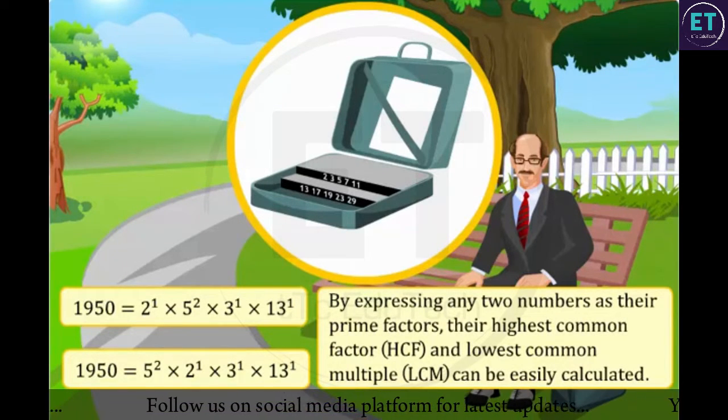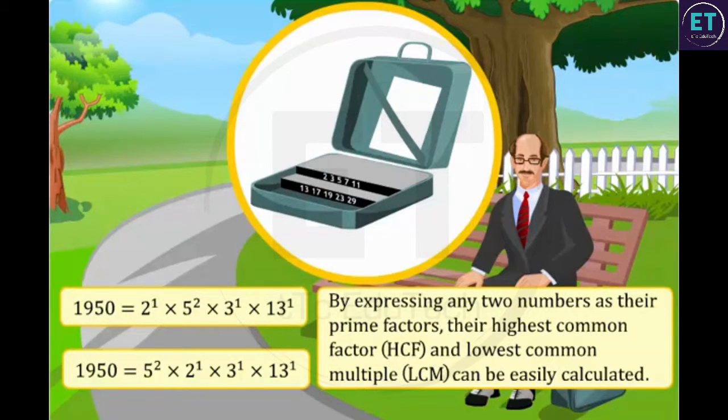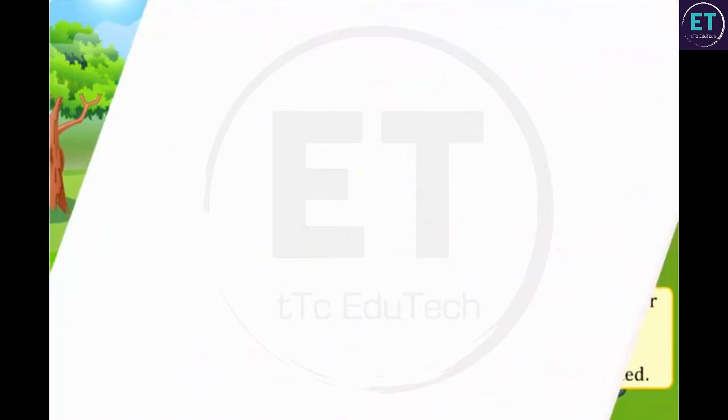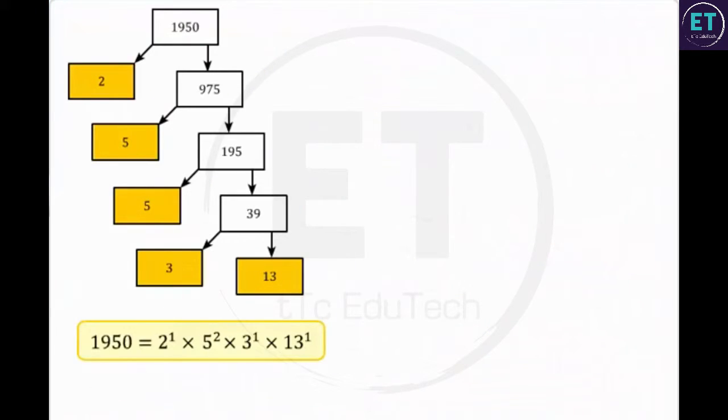Mr. Number Maker has another interesting tip for you. He says that by expressing any two numbers as the product of their prime factors, you can easily calculate their highest common factor, that is, the HCF, and the lowest common multiple, that is, the LCM. Now, let us see how this is done. Let's put Mr. Number Maker's tip to use. We already have the prime factorization of 1950.